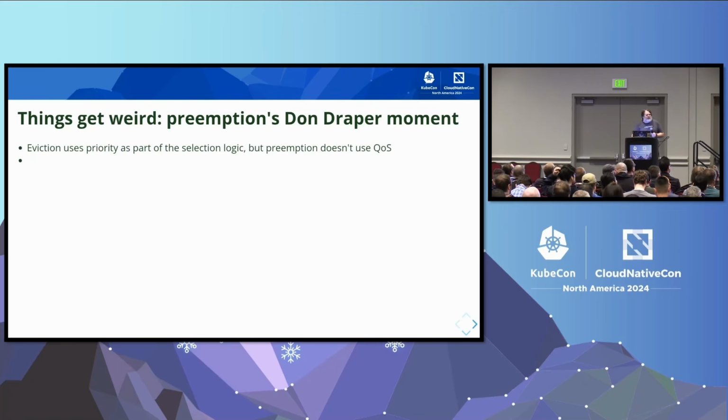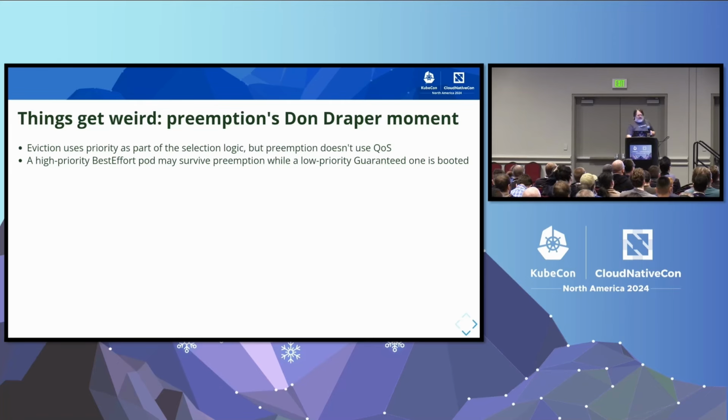Preemption has a Don Draper moment. Anybody see that meme where it's Don Draper and the other guy in the elevator, and the guy says, I feel bad for you, and Don Draper says, I don't think about you at all. Well, eviction uses priority as part of its logic for which pods it's going to terminate and evict. Preemption does not care at all about quality of service. So you can end up with a situation where a high priority, best effort pod survives low quality of service, but a low priority guaranteed one gets booted out. It's not very guaranteed at that point.